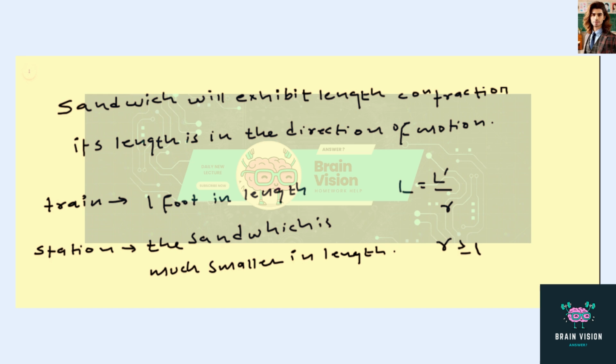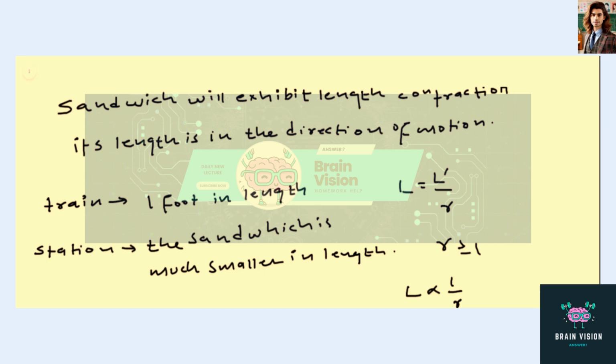When the train is stationary, then the Lorentz factor is 1. The faster the train goes, the higher the relativistic factor, and the shorter the sandwich appears to an external stationary observer. So in short, the relativistic length L is inversely proportional to the Lorentz factor.